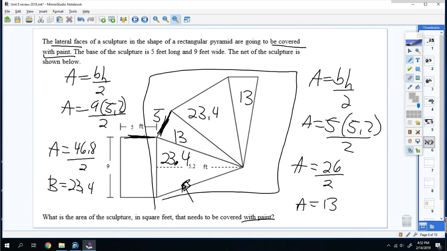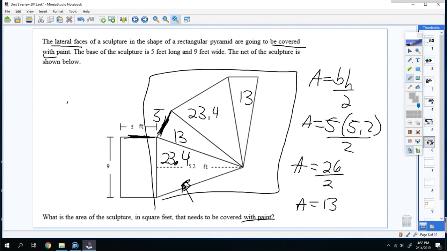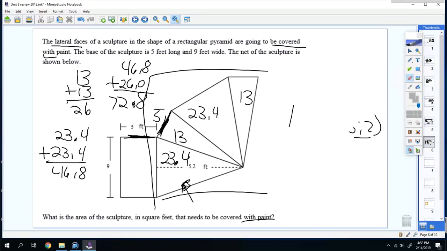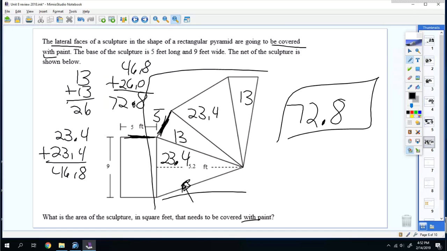Now all we have to do is add them. I'm going to erase over here. You should already have this written down. So we do 13 plus 13, which I already know is 26. Then 23.4 plus 23.4, which is 46.8. And then 46.8 plus 26. Make sure to line up your decimals, which gives 72.8. And that's your final answer. I'm going to erase some of this because it's getting in my way. So the area that's going to be painted is 72.8.